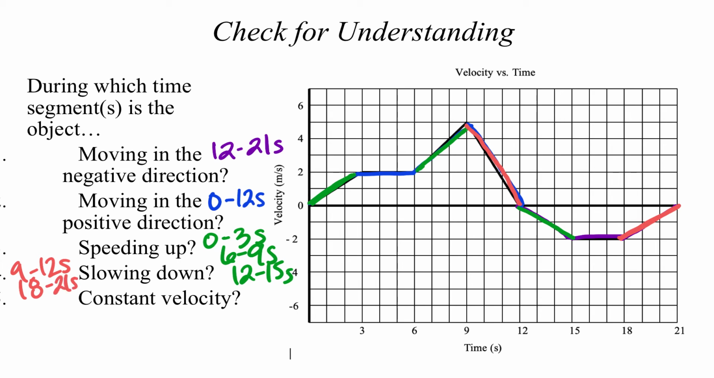And then lastly, we want to know constant velocity. So with constant velocity, what are you looking for? Right, we're looking for horizontal lines, so from 3 to 6 seconds and from 15 to 18 seconds. That's when we have a constant velocity.